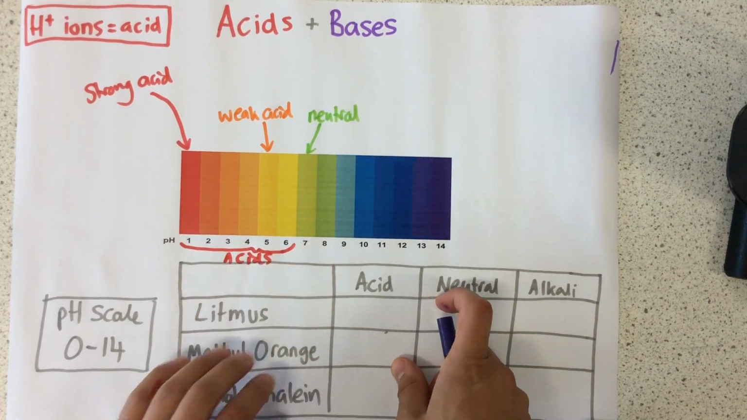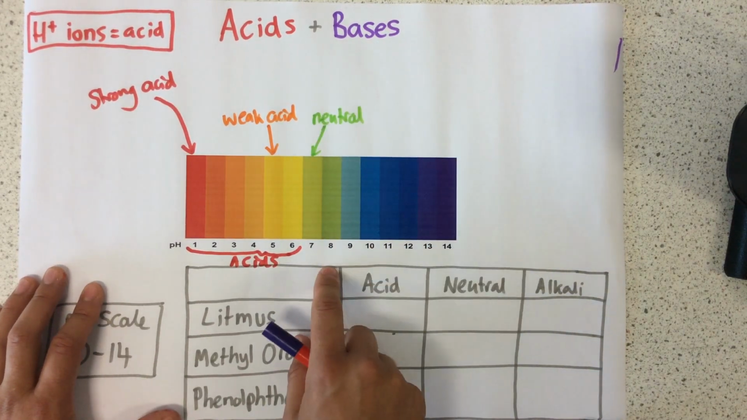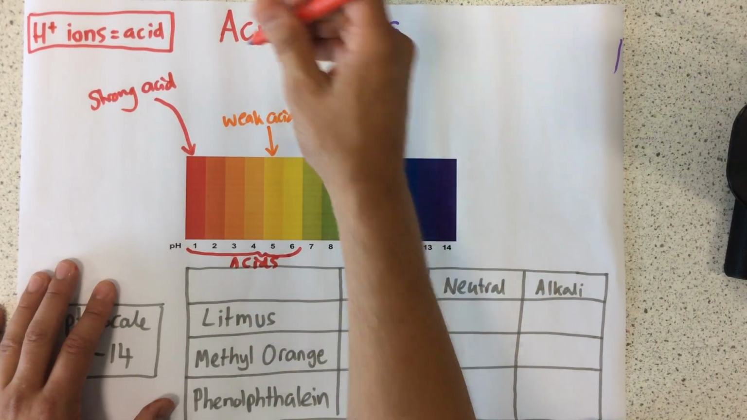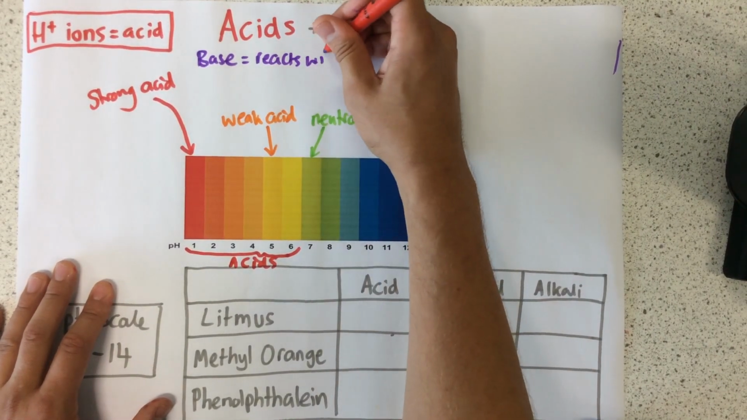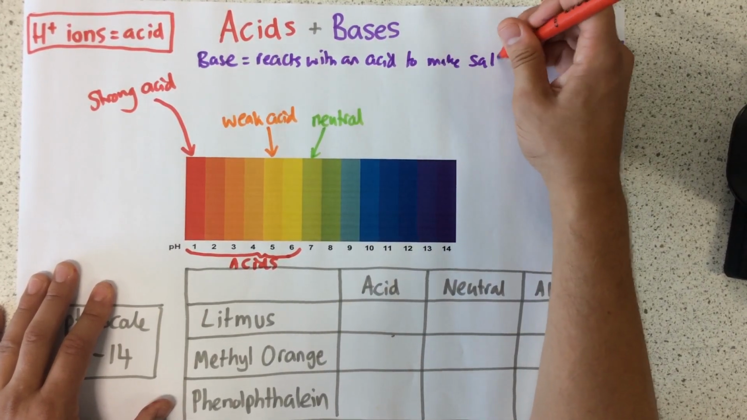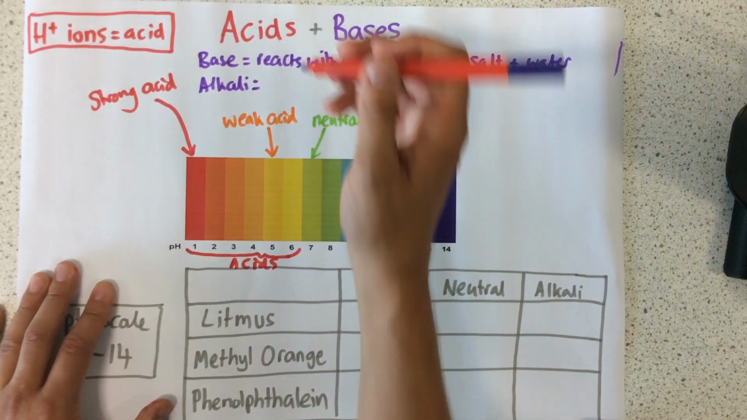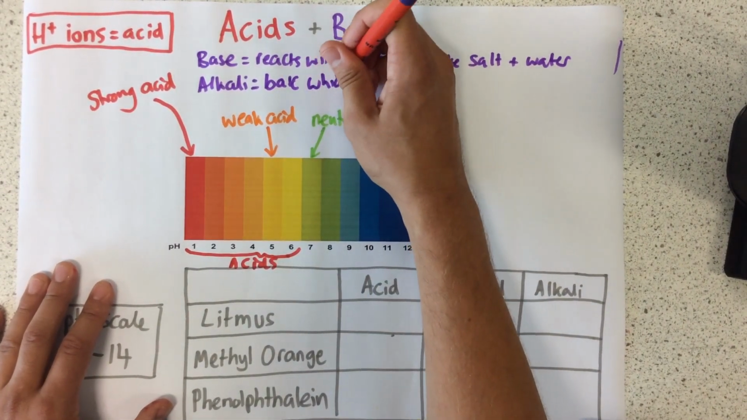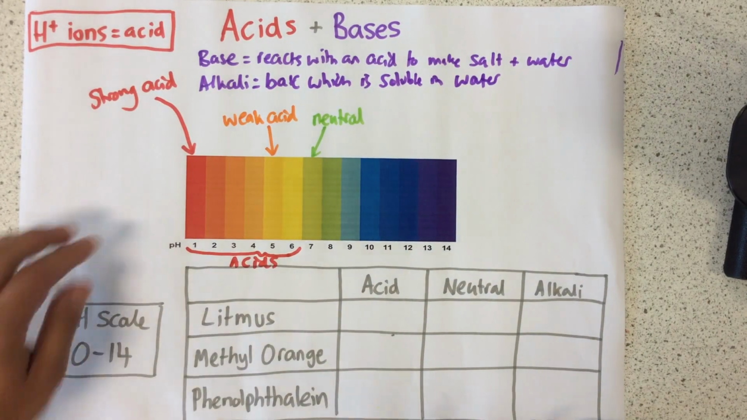Because let's have a look at the bases. First of all, I think it's important: there's two different key terms that we often hear. One is alkali and one is base. A base is a substance which reacts with an acid to make salt and water. That is our definition there of a base. All an alkali is, it's a base which is soluble in water. So they're similar, but please be aware of that subtle difference.